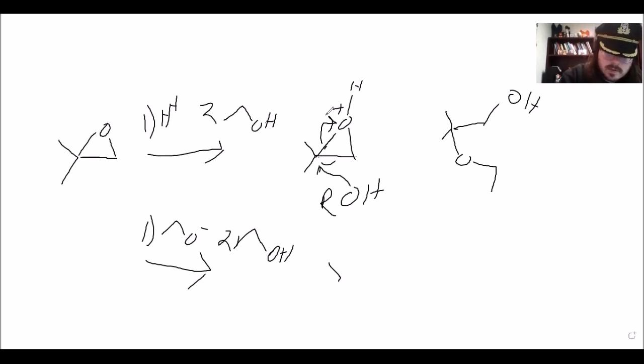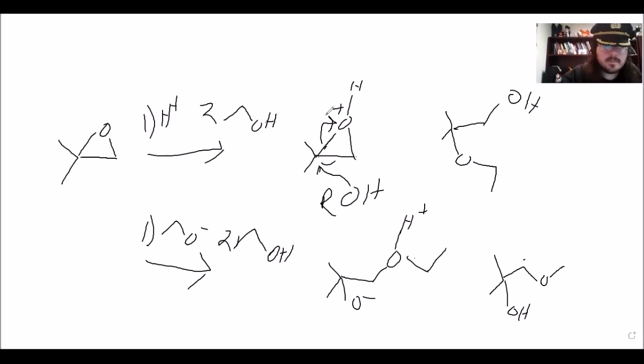So which one of these can better stabilize the plus? Which one of these can better stabilize the O minus? Well, we're going to have it right here. So when all is said and done, if we do it the other way around, we're going to have an alcohol there and the ether there. So we've got to think about how we're going to do this.